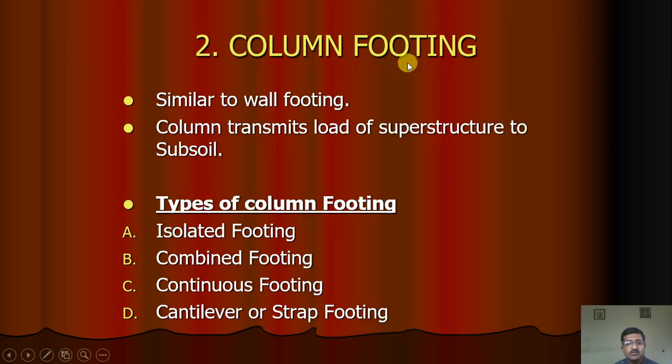Then column footing, it is similar to the wall footing. The column transmits the load of the superstructure to the subsoil. Now there are various types of column footing: isolated footing, combined footing, continuous footing, cantilever or strap footing.